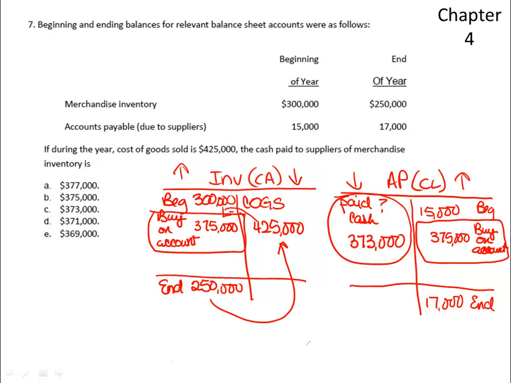So notice I had to understand the interplay between the inventory account and the accounts payable account in order to deduce how much cash was paid to the suppliers. And the answer is C, $373,000.